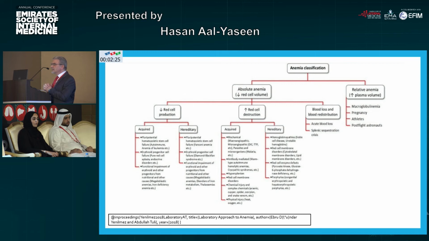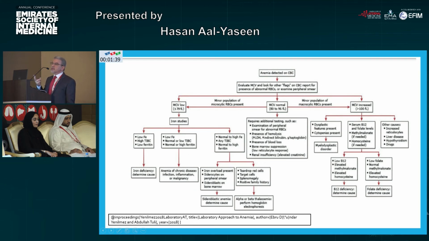Keep in mind that anemia can be relative or absolute. Relative anemia is due to an increase in the plasma volume rather than a reduction of the red cell mass. An increase in the plasma volume can happen with macroglobulinemia and with pregnancy, sometimes with the astronauts, while reduction of the red cell mass represents a true anemia, absolute anemia, and it can be due to, again, central causes of erythroid production or peripheral causes of RBC destruction or blood loss. And there are many examples for each.